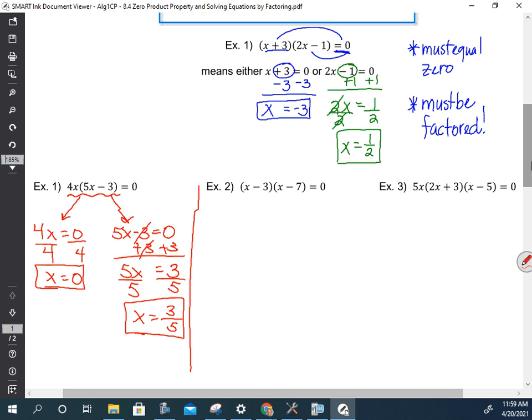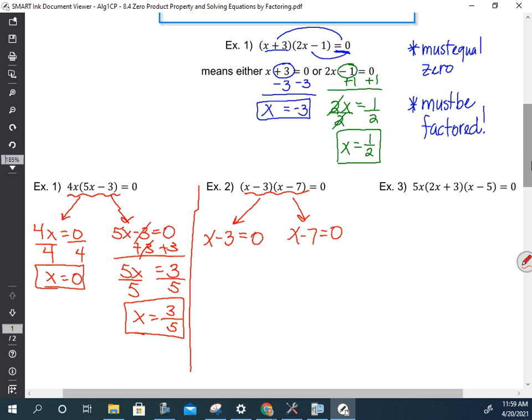All right, let's do example 2. So (x - 3)(x - 7) = 0. Is it equal to 0? It's already factored, and you break it apart. Very probably good to go. So let's get that first equation out of the way.